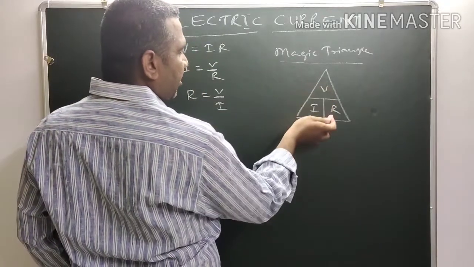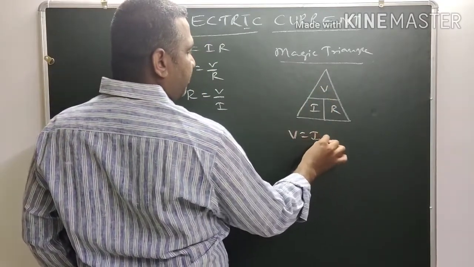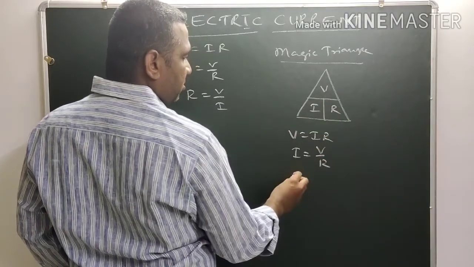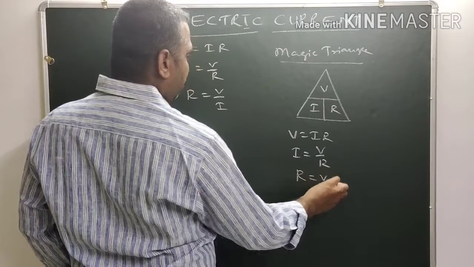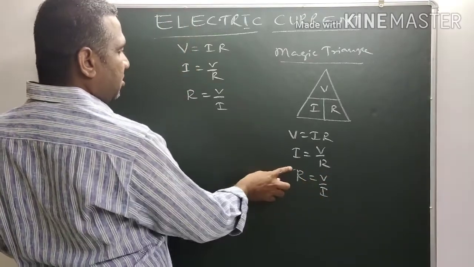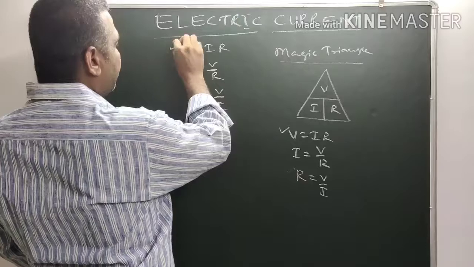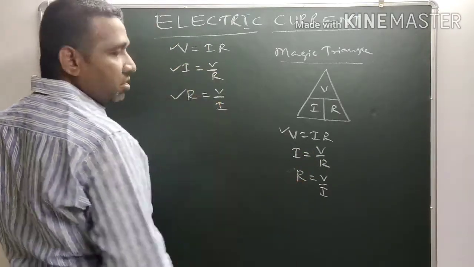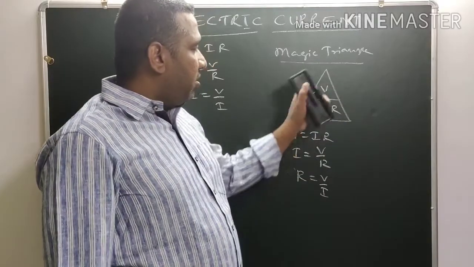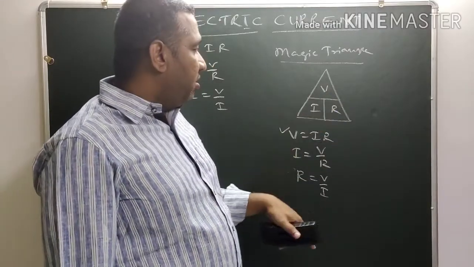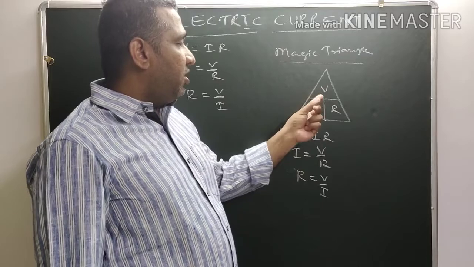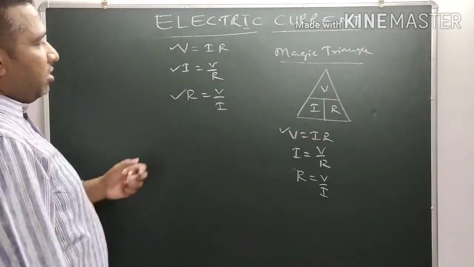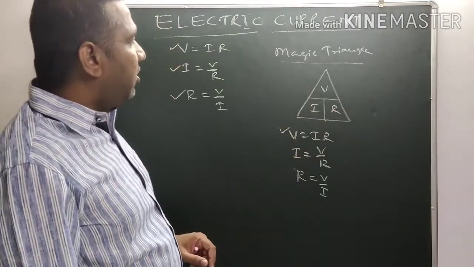From this magic triangle, we can get all three formulas. Let's check: V equals IR, I equals V by R, and R equals V by I. We got all three equations: V equals IR is the first, I equals V by R the second, and R equals V by I the third. If you remember this magic triangle, you can easily identify the three formulas, which helps you recall them very easily.